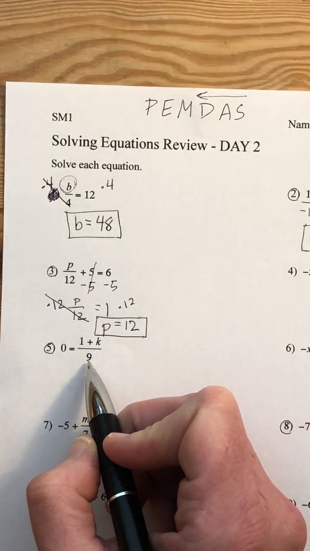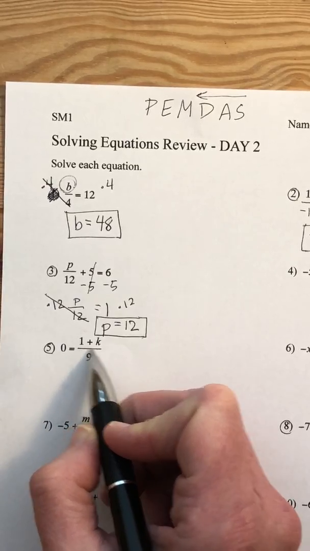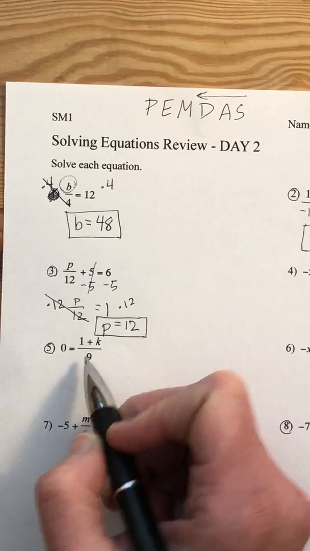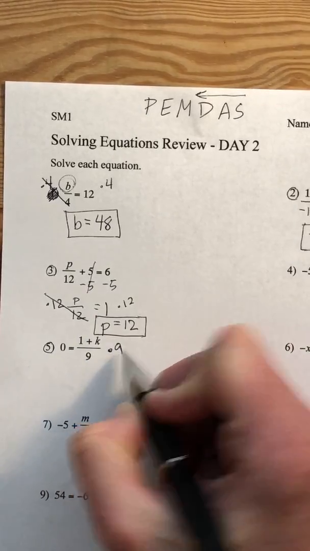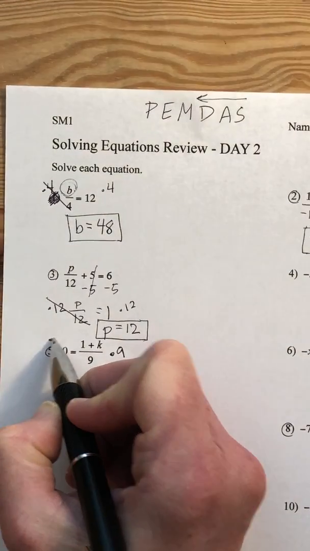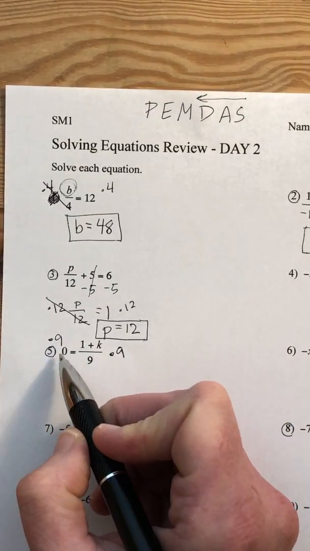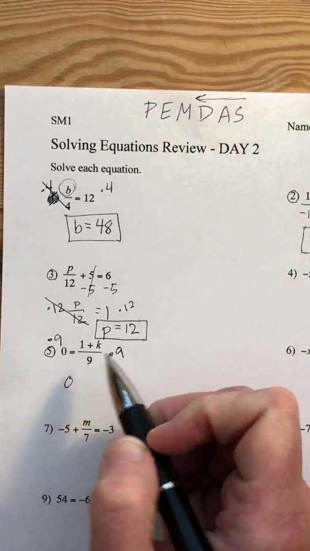So to get rid of that 9, we're going to do the opposite of what's happening now. Right now we're dividing by 9. To do the opposite, we're going to multiply by 9. Multiply by 9 there. Multiply by 9 over here. And let's simplify. 9 times 0 equals, still 0.